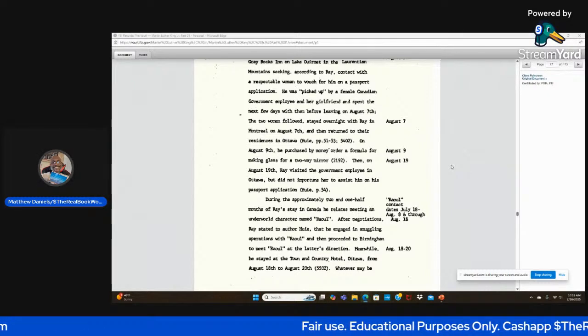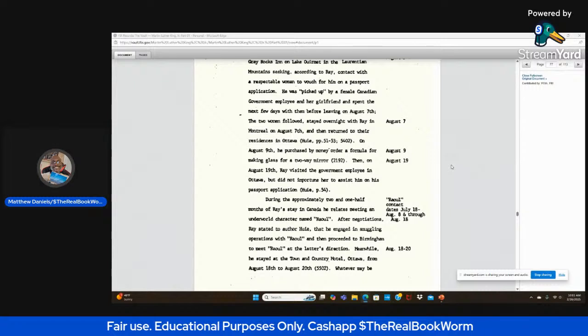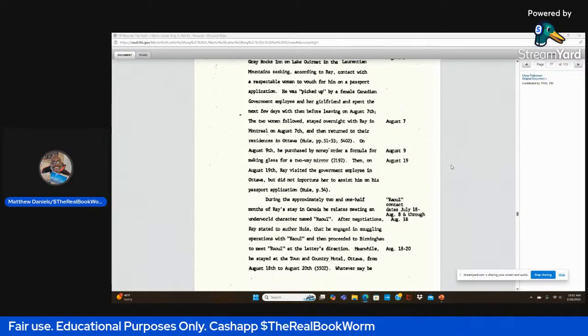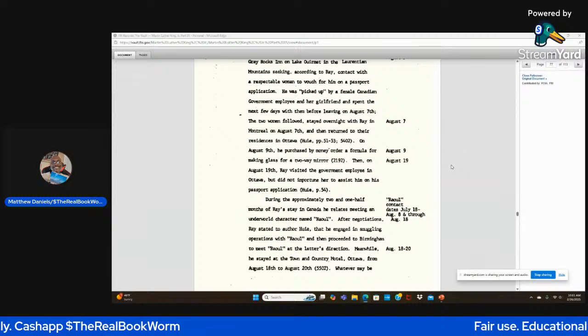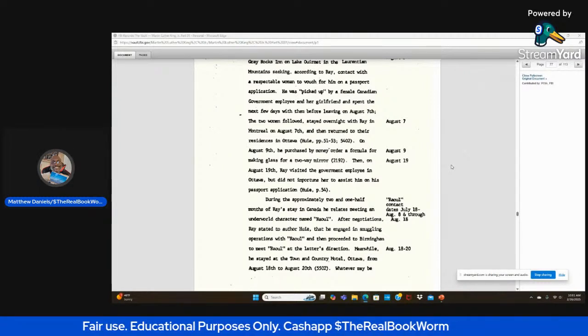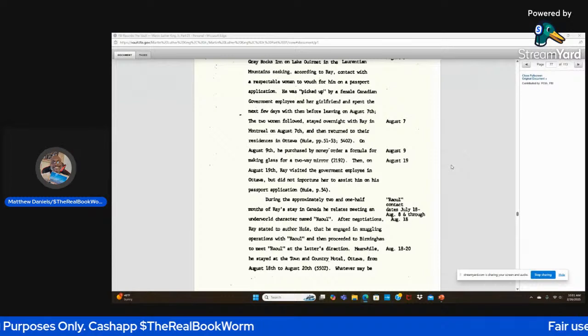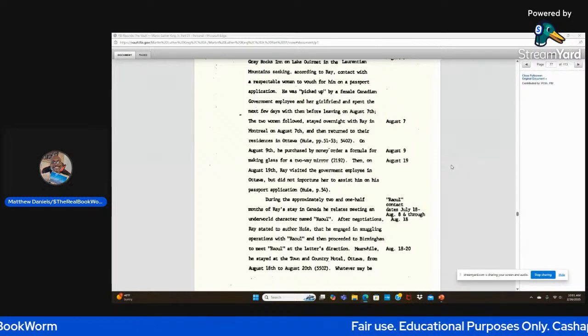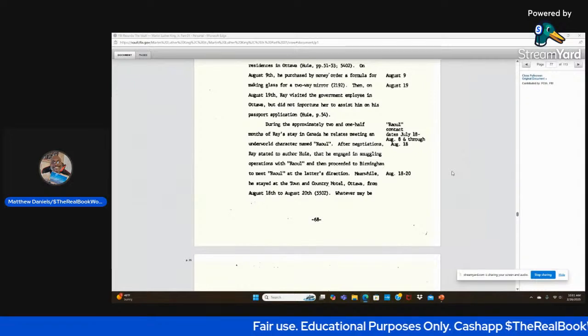their residences in Ottawa. On August 9th, he purchased by money order a formula for making glass for a two-way mirror. Then, on August 19th, Ray visited the government employee in Ottawa, but did not importune her to assist him on his passport application. What does this guy need with a two-way mirror? This is funny. This is funny.